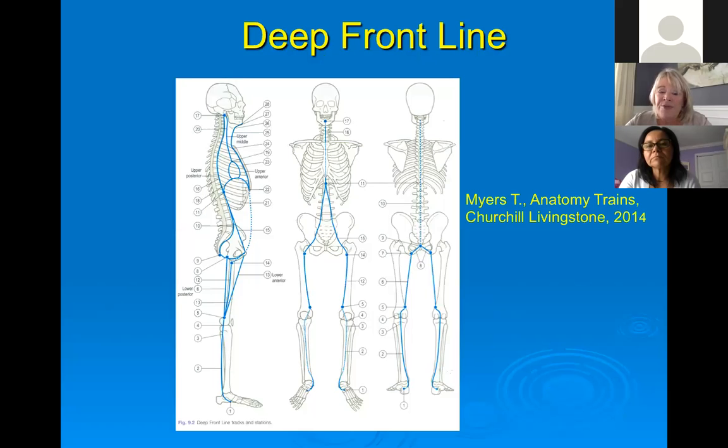Now, this is the deep front line. What you see here in the dotted line is that superficial front line that I just described to you, going to the symphysis pubis. So that superficial one is anterior to the sternum, okay?